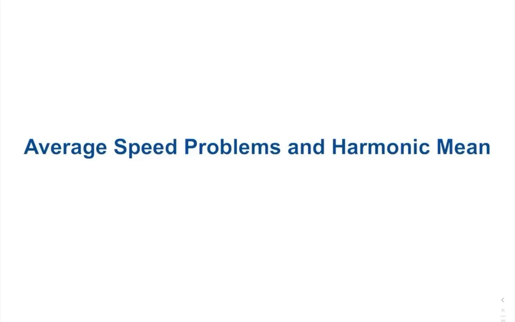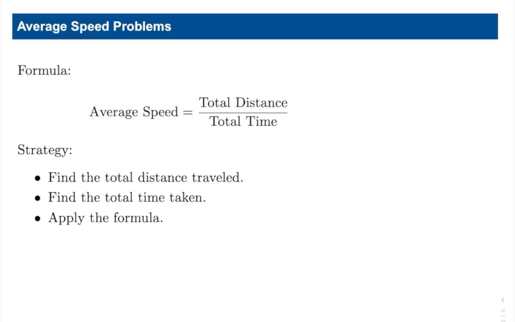Next, we'll look at average speed problems and harmonic mean. So how do we calculate average speed? Average speed is the total distance traveled divided by the total time taken. Whenever we need to find average speed, we can use this formula. Now let's look at the examples on page 4.